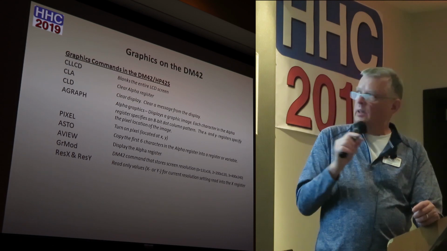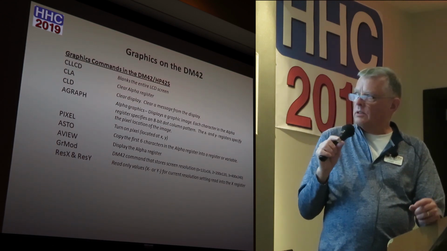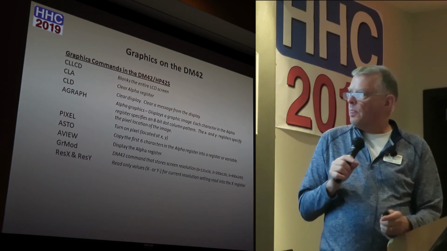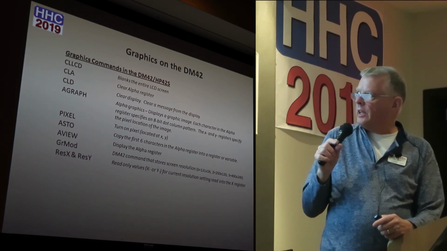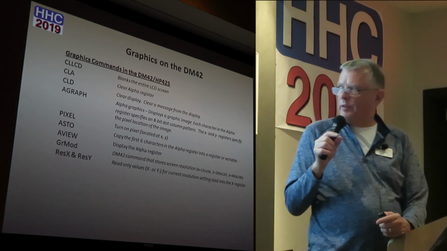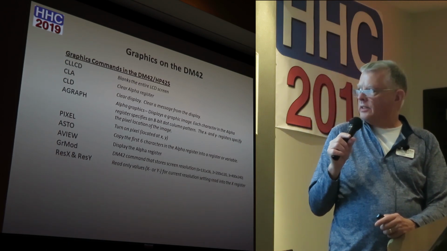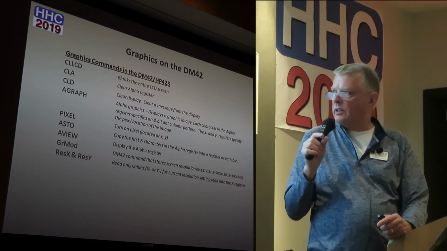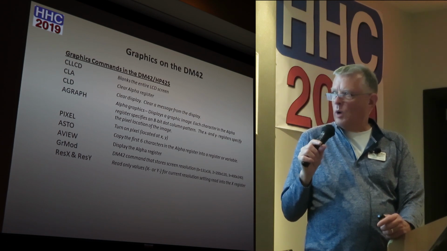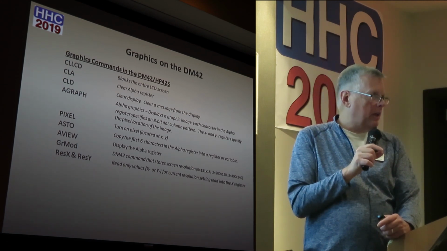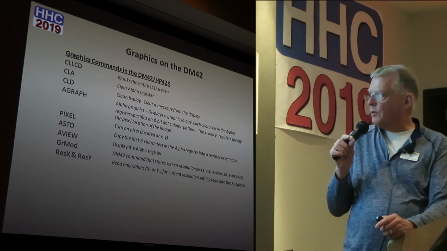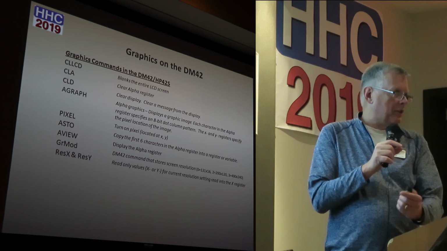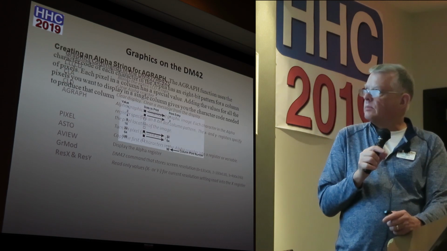I'll show you in detail kind of how that works. Pixel turns on exactly 1 pixel in the display at the location XY. A-store copies the first 6 characters in the alpha register. You've got A-view, and then grmod is a DM42 command that sets the display resolution. And then resx and resy are read-only values, and they basically tell you, for that setting, what's the current resolution set in the registers, just in case you want to go back and query it.